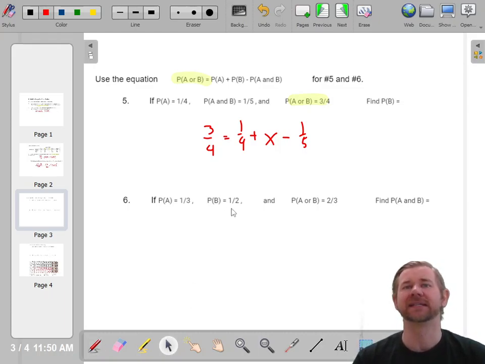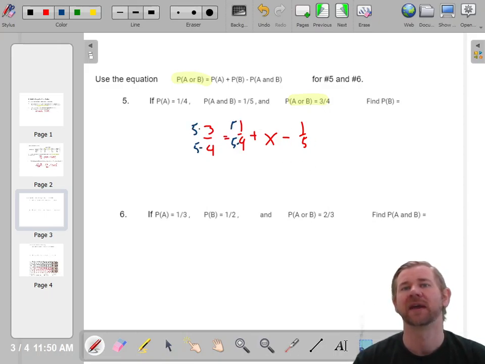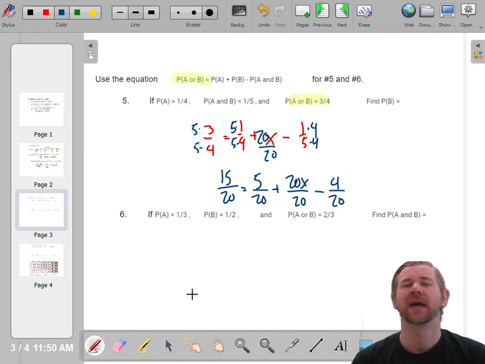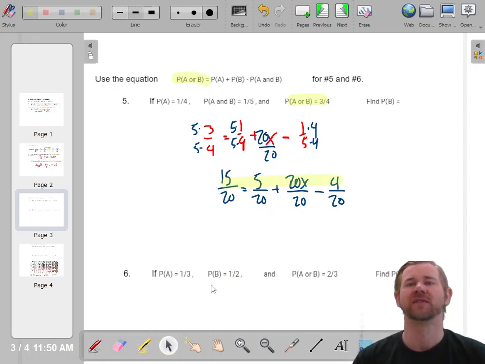Because we just did this, I'm going to do this without a calculator and get a common denominator for 4 and 5. That would be 20. I'm going to make everything over 20. This would be 20x over 20, and this would be 4. Just because we just practiced: 15 over 20 equals 5 over 20 plus 20x over 20 minus 4 over 20. And now I can just look at the numerator and solve this thing.